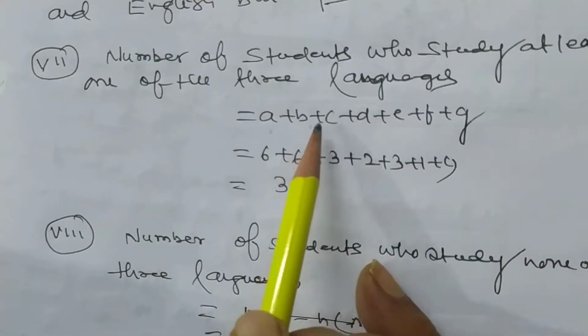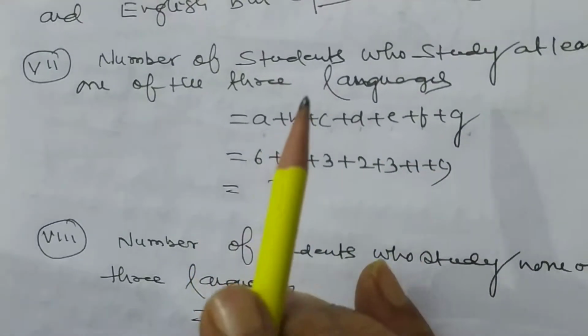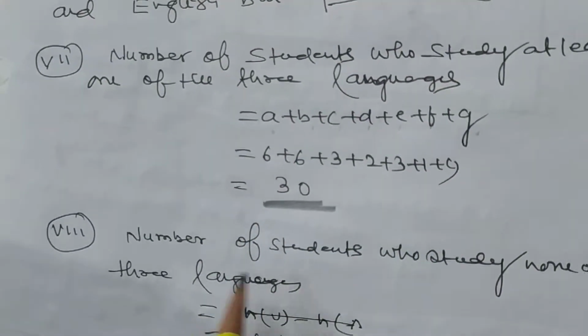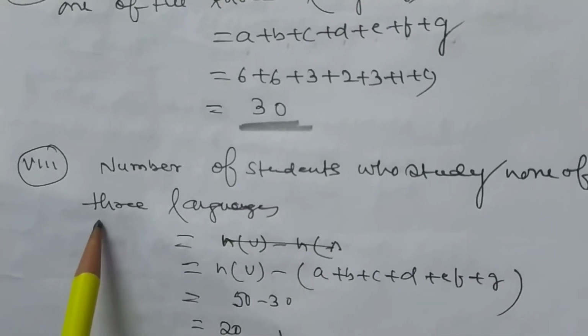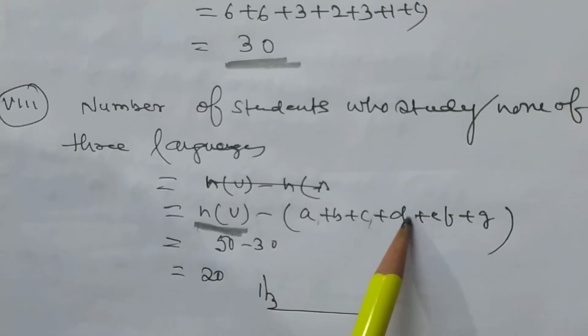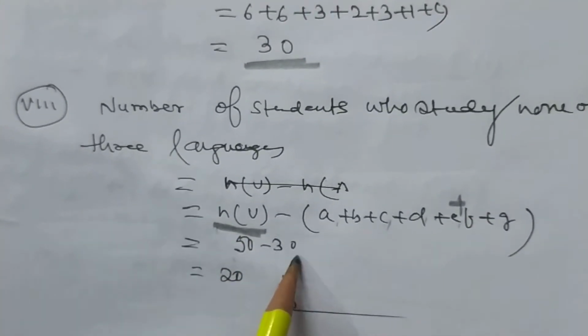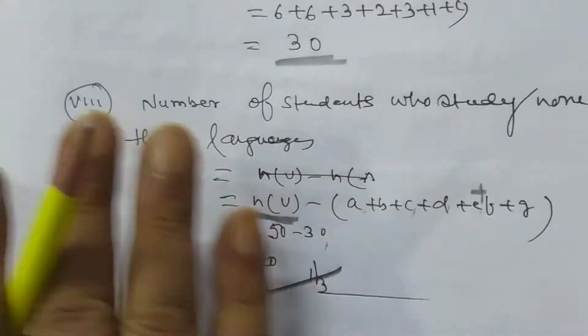Now here, this is very very important. A plus B plus C plus D plus E plus F plus G, that is 30. So number of students who study none of these languages, universal set minus A plus B plus C plus D plus E plus F plus G, that is 50 minus 30, that is 20.